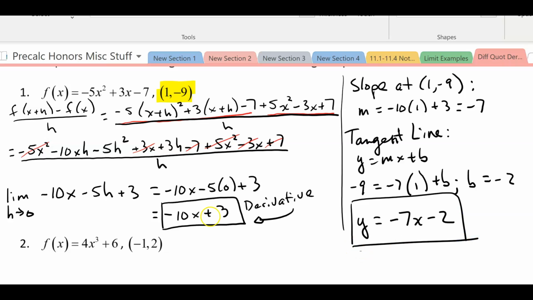So here's the derivative. We use the derivative to find the slope. We use the slope and the point they give us to find the equation of the tangent line.